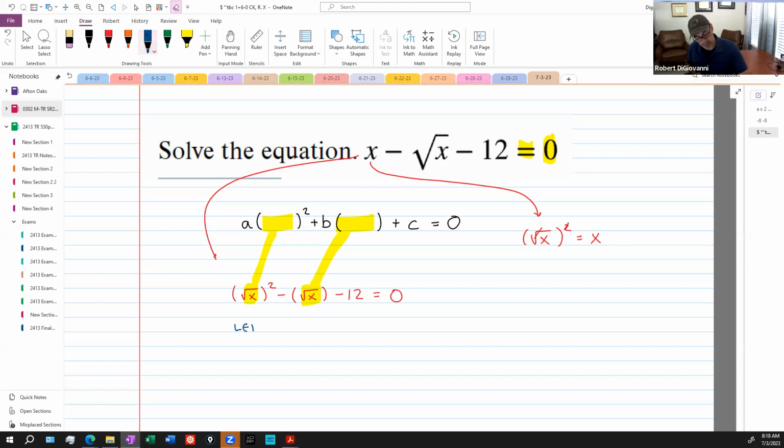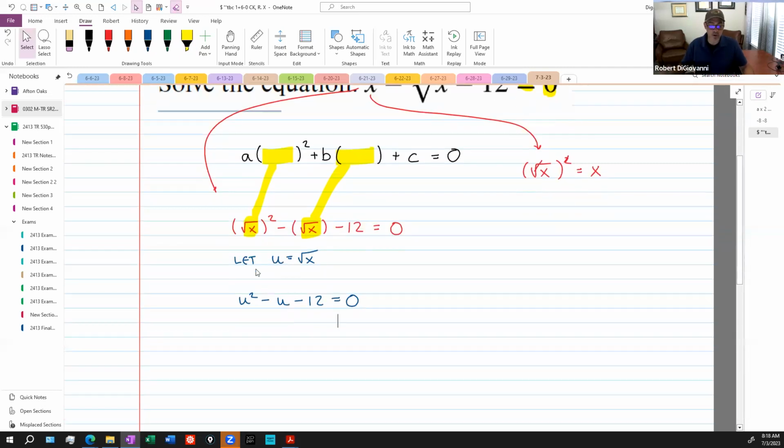Let's let u be the square root of x. If we do that, then it becomes u squared minus u, and then minus 12 equals zero. And we've been pretty fortunate so far that the AC method has been working. But remember that you could always use the quadratic formula here if you needed to. We'll probably run into some problems where we'll need the quadratic formula. Just for now, I think AC is going to work.